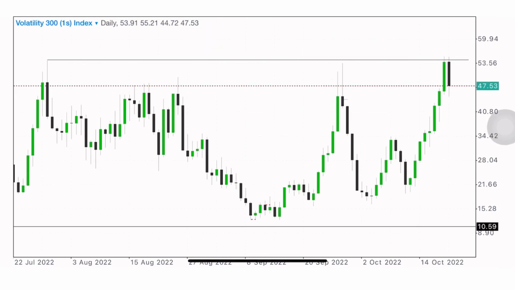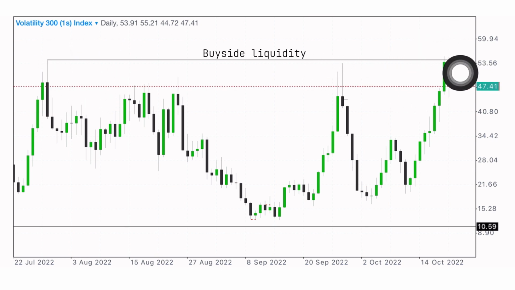Okay, folks, here is a very simple one. Some application of ICT's SMC models. So what we have here, all of these buy side liquidities, all of these highs popping up here, and this highest high here, which is relatively equal to this one projected forward, that becomes your external range buy side liquidity.